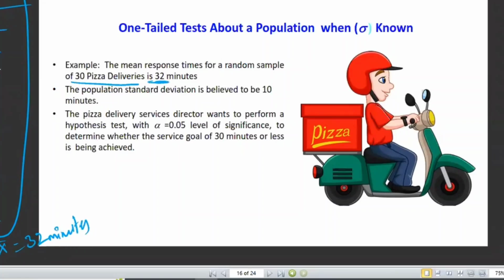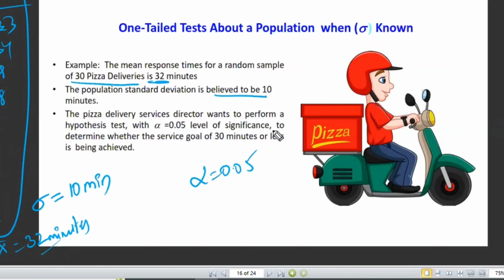They have not given the data. In that data, 33 will be there, 34 will be there, 29 will be there, 28 will be there. Overall average is 32. The population standard deviation is believed to be 10 minutes. Population standard deviation is sigma of 10 minutes. Now, the pizza delivery service director wants to perform a hypothesis test with alpha of 0.05.